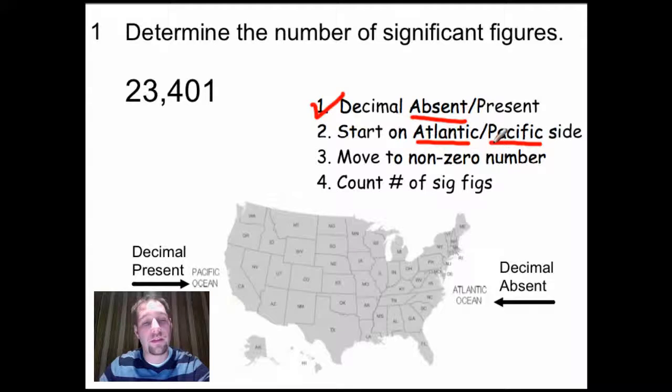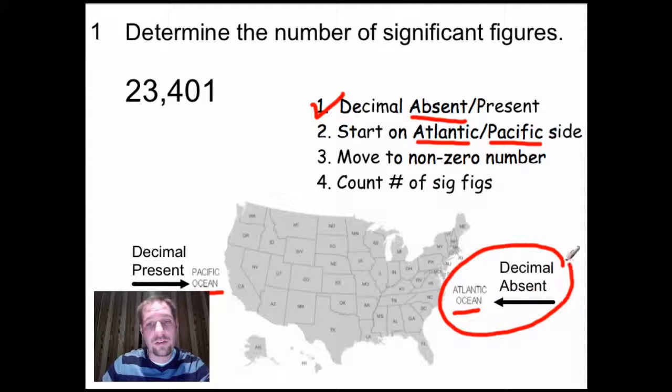When we're talking about Atlantic or Pacific, we are talking about the Atlantic or the Pacific Ocean. You can see this map if you're not the geography type. We said that our decimal was absent, so we are going to start on the side where our decimal is absent, which is the Atlantic side. That's how you're going to remember this: absent starts with an A, Atlantic Ocean starts with an A, so we start on the Atlantic side of this number, which is the right side. That's allowing me to figure out where I'm going to move across this.